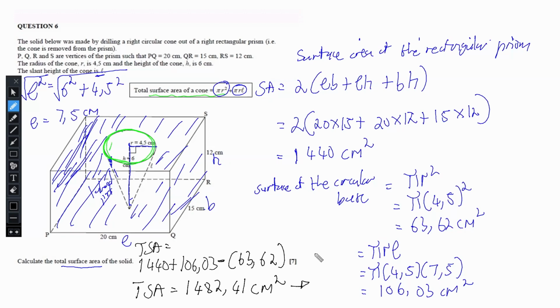To understand that you did not have to subtract the whole of the total surface area of the cone, but only the circular part, right? So I hope it makes sense. Let's now proceed to the next question.